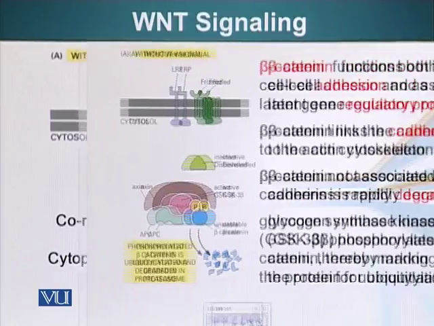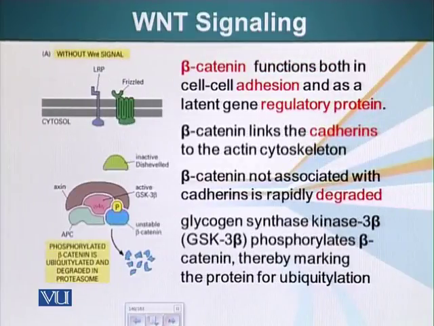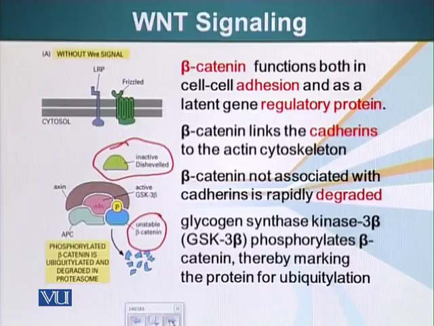So let's look at that. When the signal is not present, the protein Dishevelled is sitting in the cytoplasm in an inactive form. And when it is in inactive form, cells are producing another protein called beta-catenin. Beta-catenin is being produced and being degraded. It sounds illogical that cells are producing a protein and degrading it. What's the function? Beta-catenin has several roles.